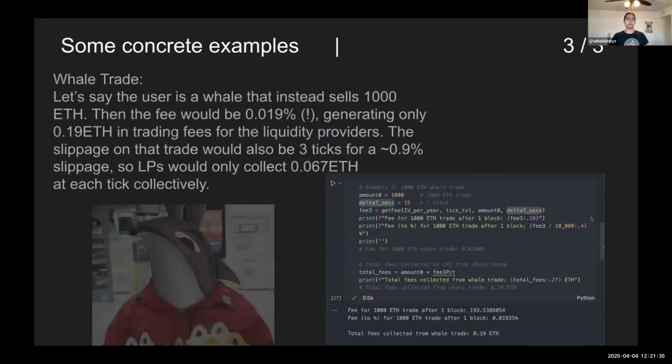Now here's where it gets kind of crazy. Let's imagine a whale trade. A whale's coming in selling 1,000 ETH. Their fee ends up being 0.019%. And this kind of works opposite to the way a lot of other dynamic fee hooks work. They get charged a very low fee, but they also incur price slippage. So they move the price around.